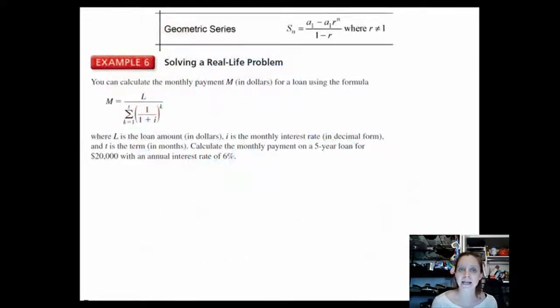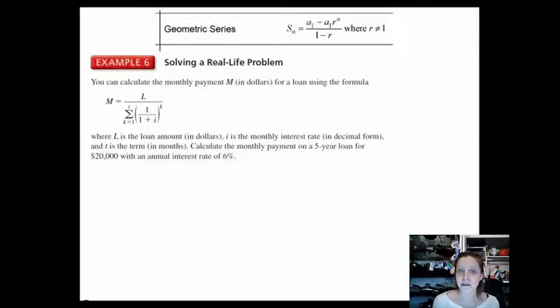Above example 6, I have the geometric series formula as it appears on the Regents reference sheet. You'll notice that a sub 1 has been multiplied into both terms of the numerator, which is different than how it looked on the front of our worksheet. It's the same, right? The Regents just distributed that a sub 1.